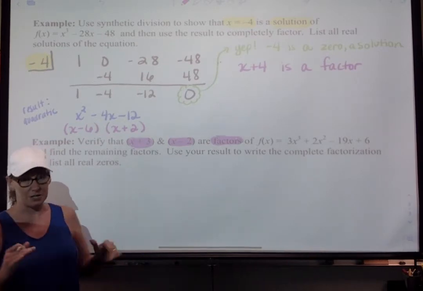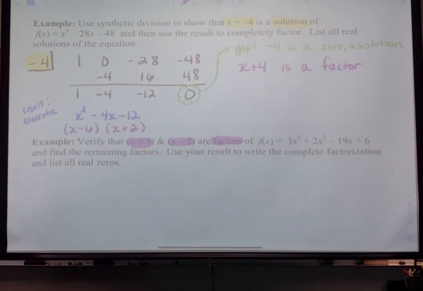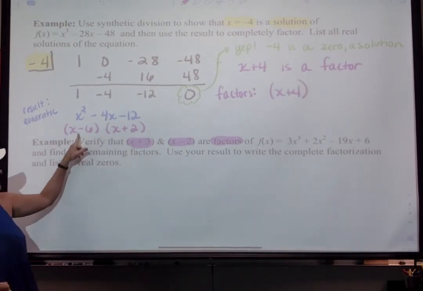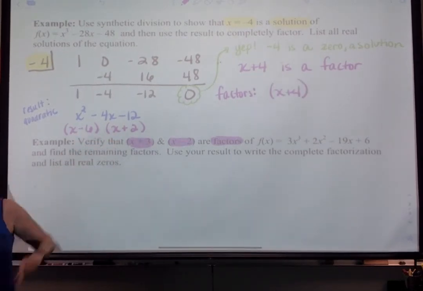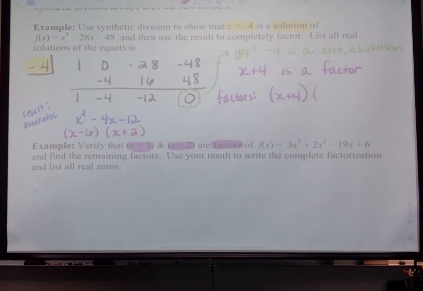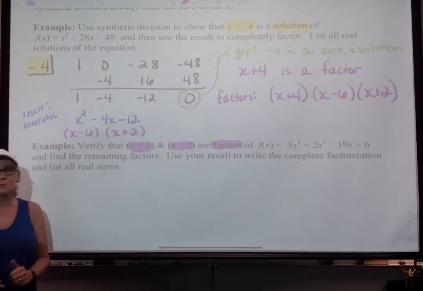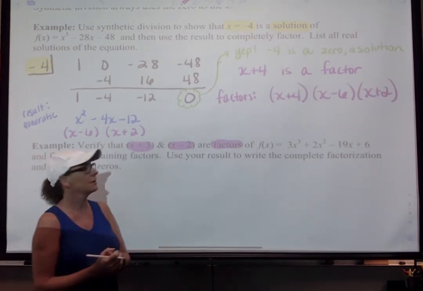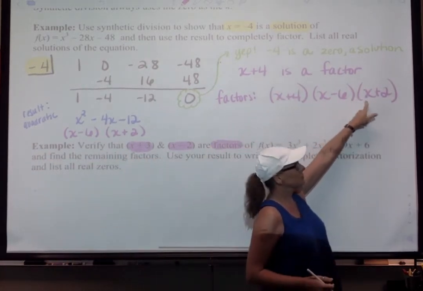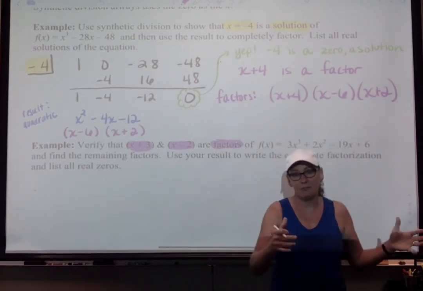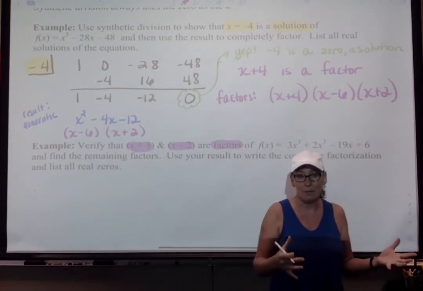Now, completely factor it. Okay, let's write all of our factors. The first one we found was x plus 4. And then the other two we found were x minus 6 and x plus 2. Do you see what kind of factors they are? First degree, first degree, first degree. They're all linear factors, and they're prime.